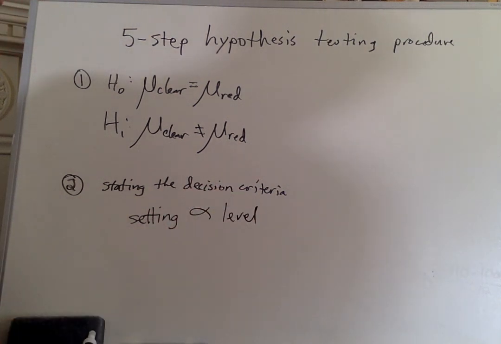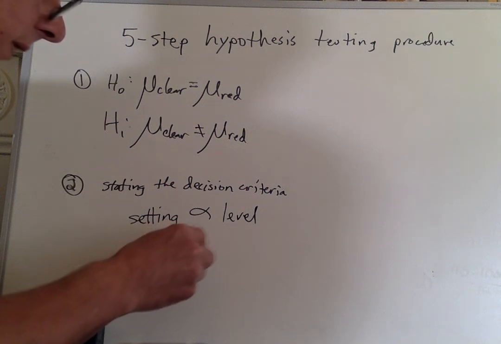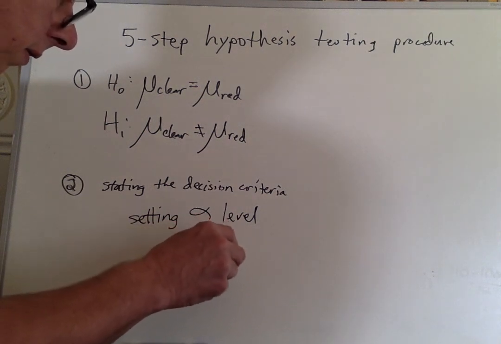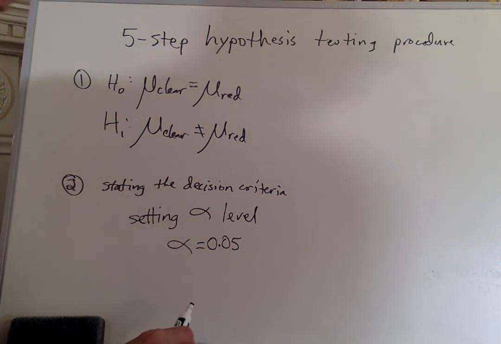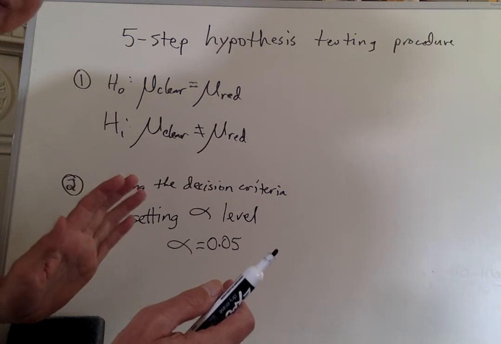That's the sign for alpha, okay? And we're going to say alpha is equal to 0.05. That means I'm going to say it's equal if the red is in the middle, 95%.